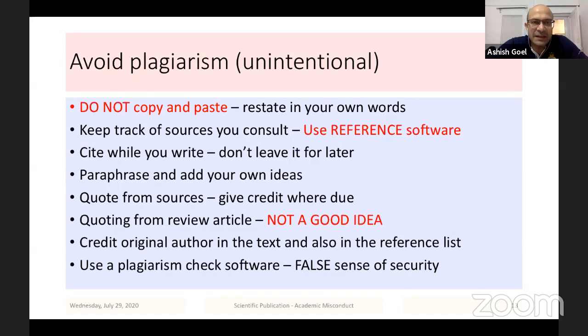Number two, keep track of the sources that you have consulted. An easy way to do it is to use a referencing software in which you cite while you write. That means you cite as you go along. You put in the bibliography and citations as you are writing, and do not leave it for later. If you leave it for later, you are bound to miss some of the citations and you would forget where you picked this up from. So it's always better to use a reference manager software, like I spoke in one of the previous sessions, and you cite as you write.